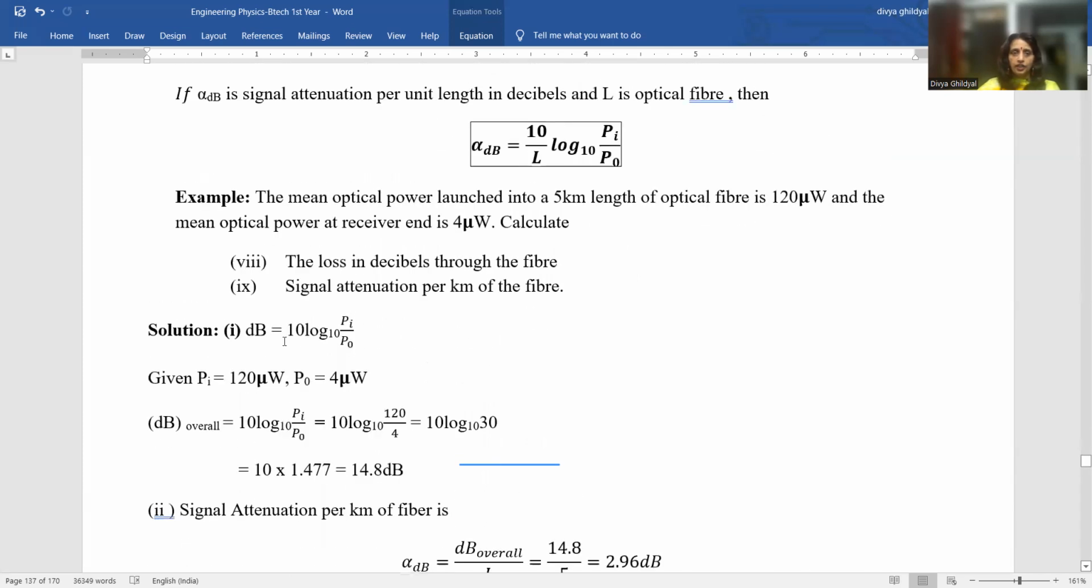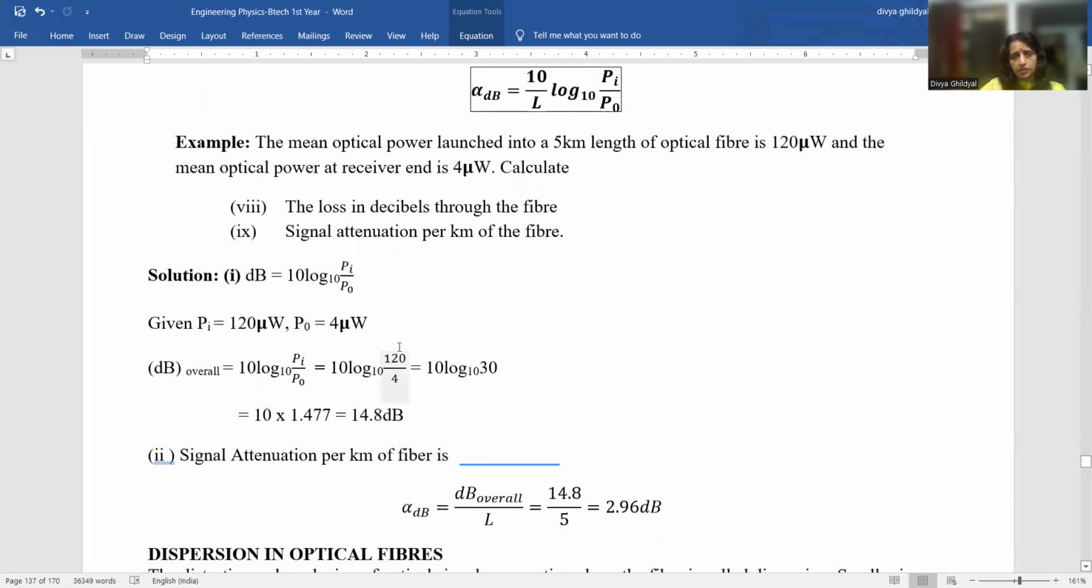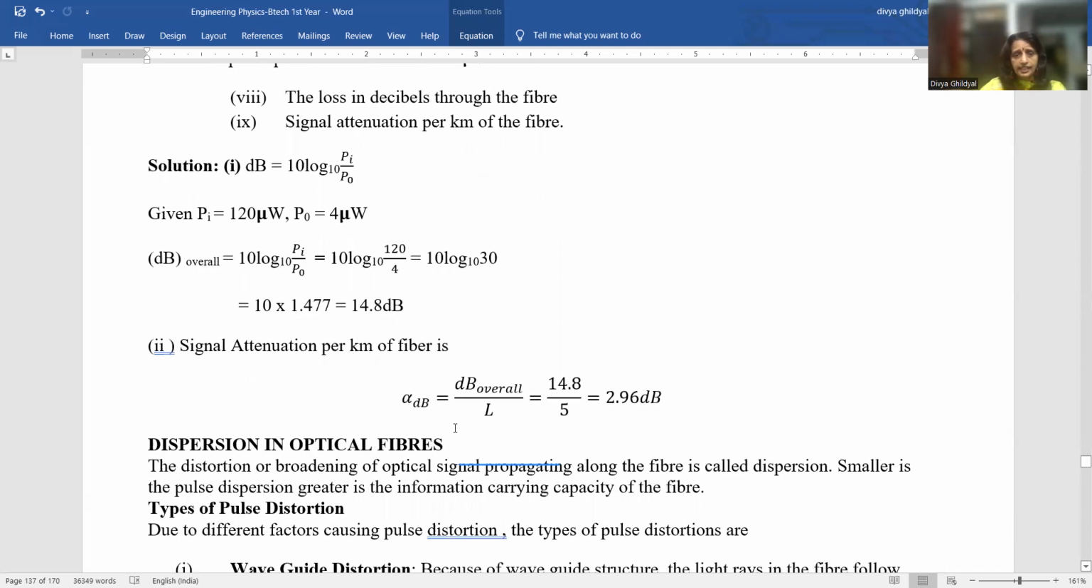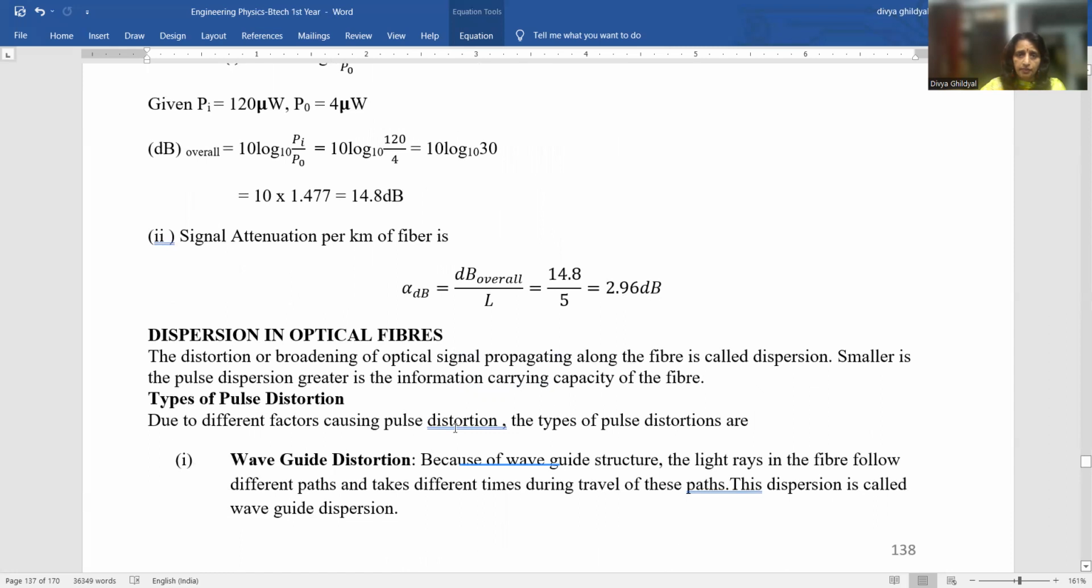So what formula have you done? Decibels is equal to 10 log base 10 Pi by P naught. Pi is 120 microwatt, P naught 4 microwatt. Don't convert because you are dividing, it will get cancelled. Simply put this numerical value. 120 by 4 is 30. So log base 10 of 30. Find out the log value of log base 10 30, multiply it by 10, you get the answer. Signal attenuation per kilometer of fiber will be given by decibels divided by length of my fiber.